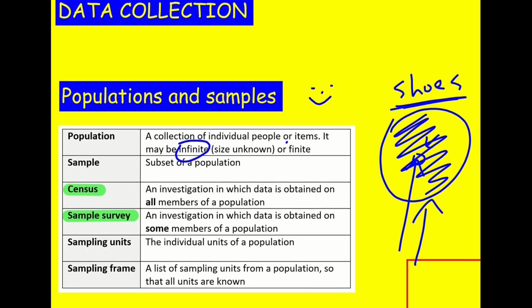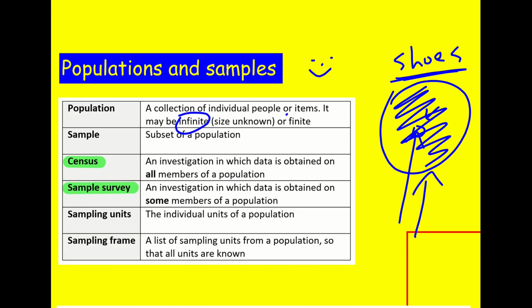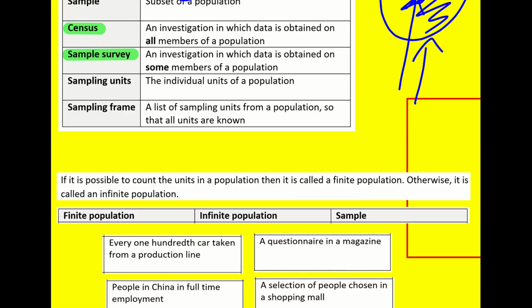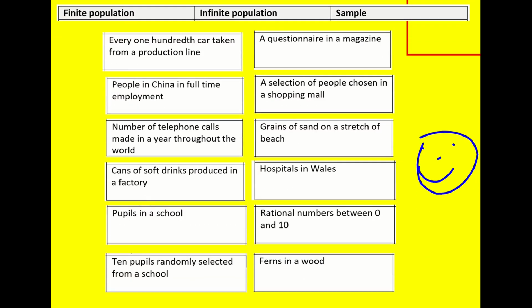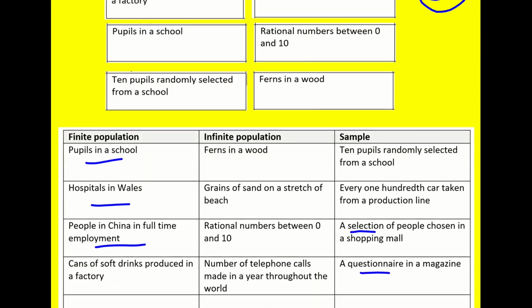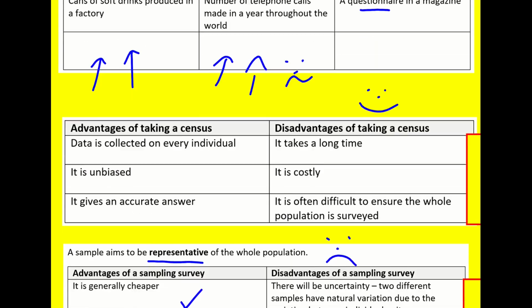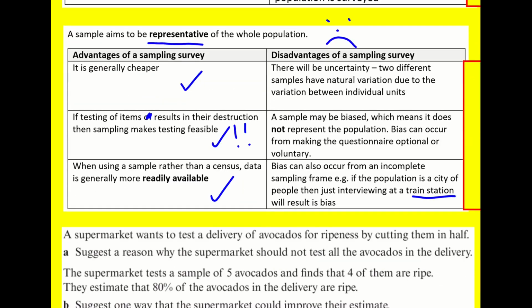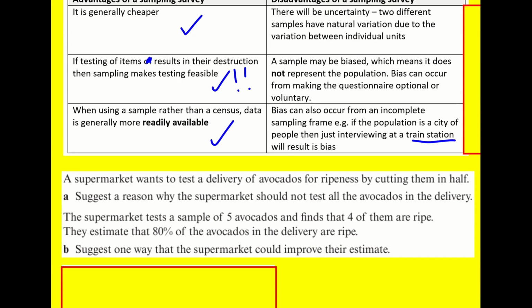All right, we've taken a quick route through populations and samples. We've talked about some different words. We've talked about different types of population and some examples of samples. We've then looked at advantages of censuses and surveys and done an example on that.